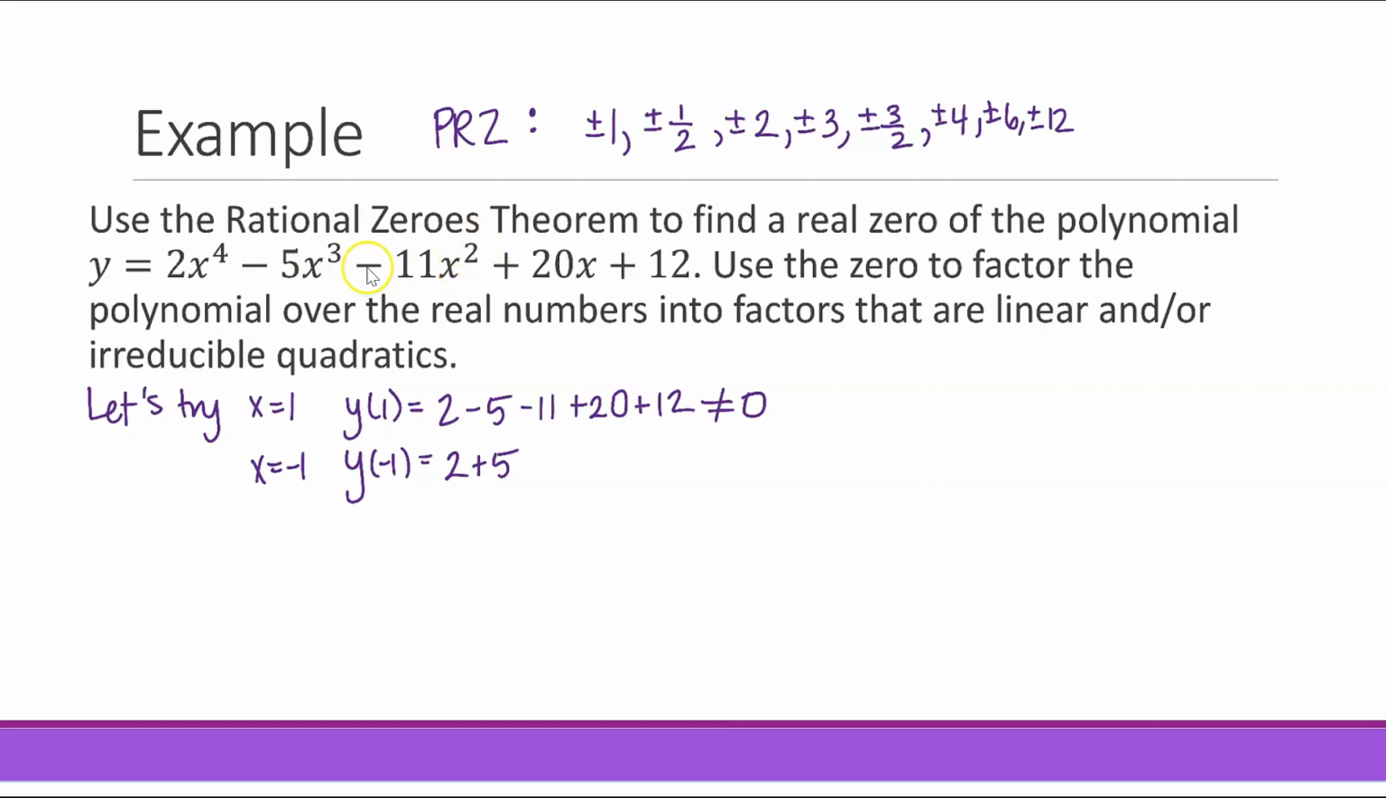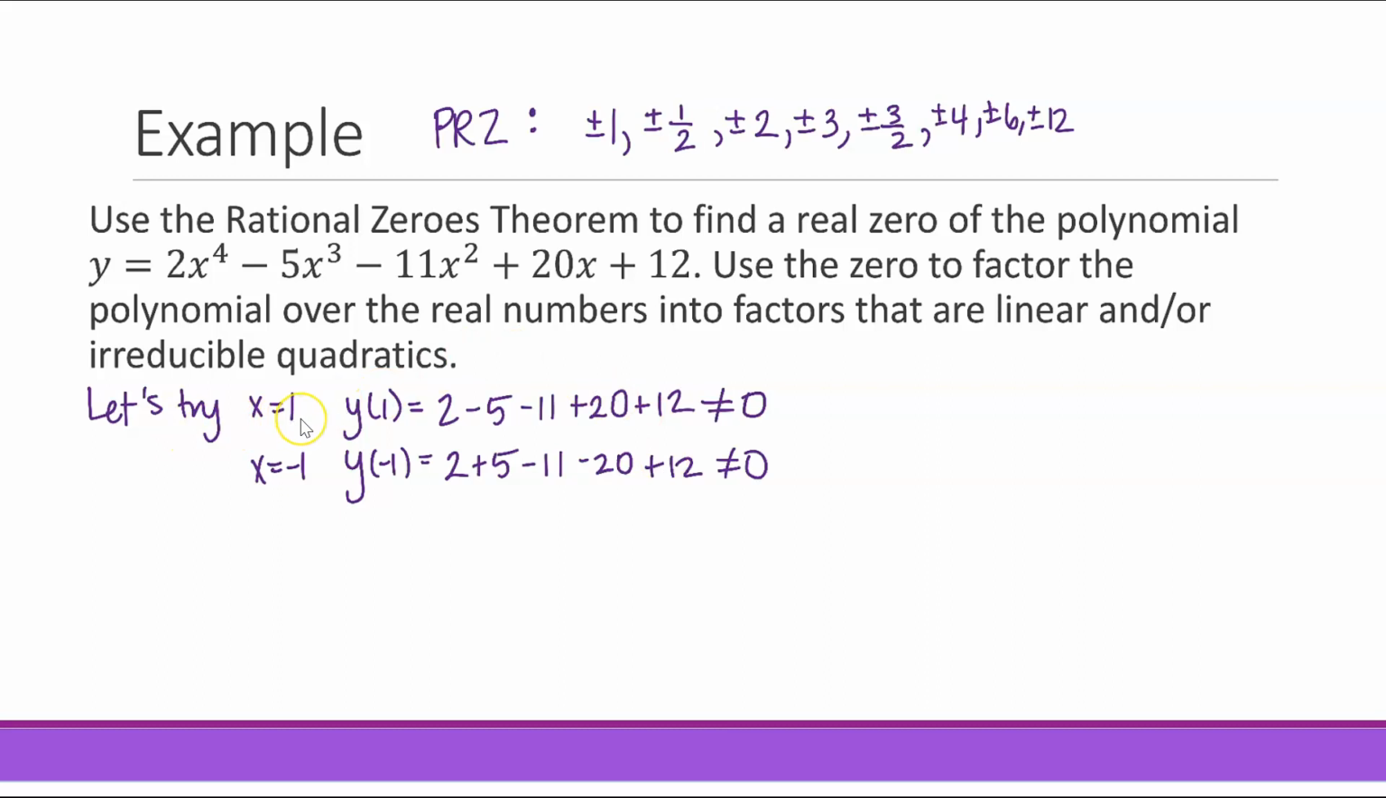Here, if I plug in a negative 1, it'll square out, times negative 11 is negative 11. Here we'll get negative 20, and then plus 12. So let's see, this time we're going to get 7 minus 11, that's negative 4. And then negative 4 minus 20 is negative 24, plus 12. That's not 0.